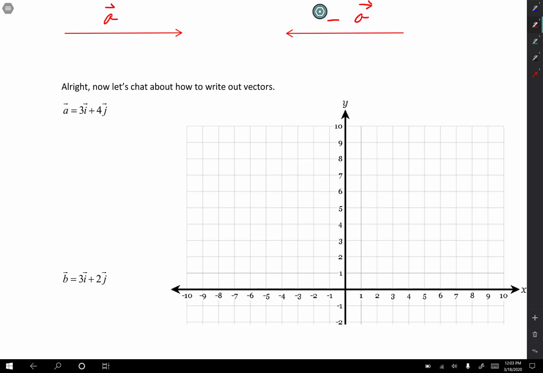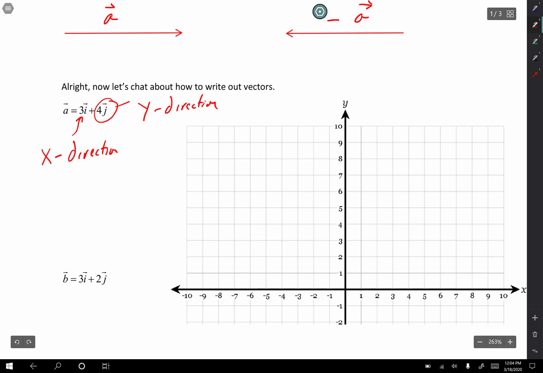This 3i, the i is common language in the math and physics world. If I'm in a two-dimensional space, this indicates movement in the x direction, or displacement in the x direction. Sometimes they call it displacement. And then this 4j indicates movement in the y direction, because at the moment we just have two dimensions, either x or y. x being horizontal, y being vertical. So let's go ahead and start, guys.